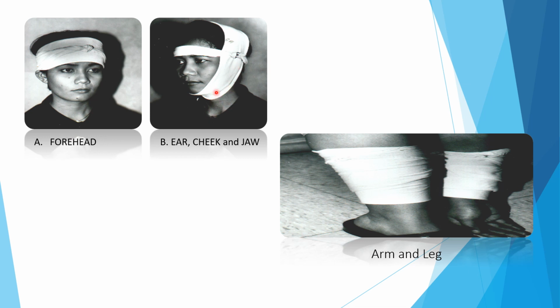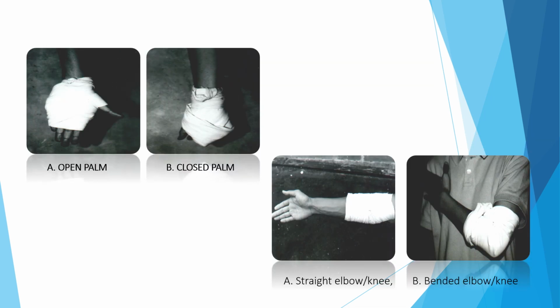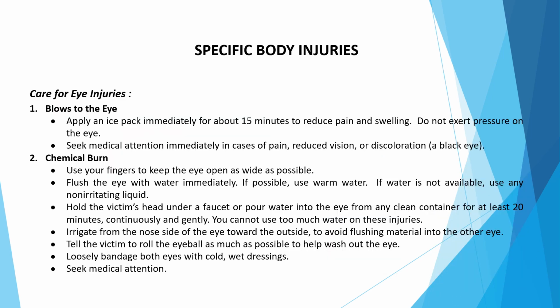Pareho lang po sila. And then arms, and then your legs. The arms, and then the legs. That is now your cravat. And then open arm. So, this one, cravat pa rin. Open palm and your closed palm. Straight elbow or knee, and bended elbow or knee. Still cravat.